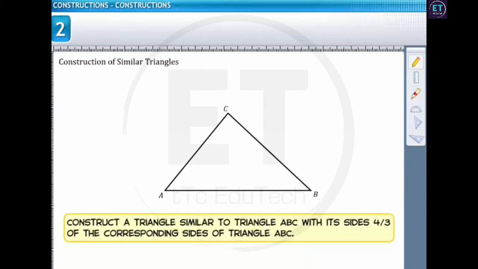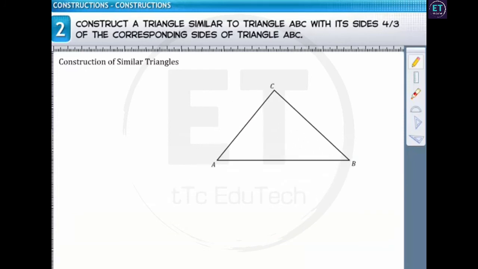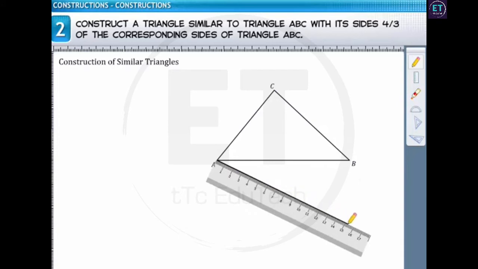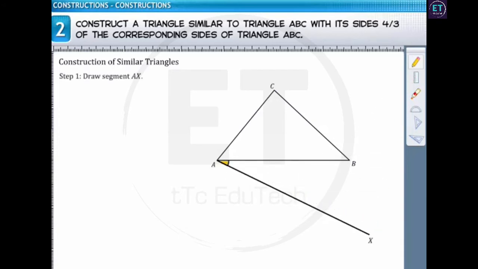Construct a triangle similar to the triangle ABC with its sides 4 by 3 of the corresponding sides of the triangle ABC. As step 1, draw a segment of a convenient length making an acute angle with the side of the given triangle. Here, let us draw the segment AX making an acute angle with the side AB of the triangle ABC.